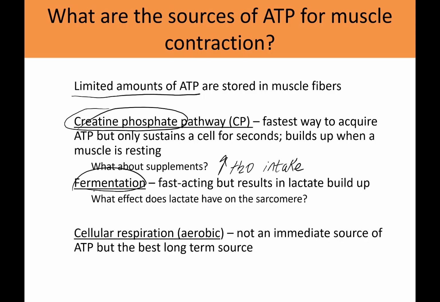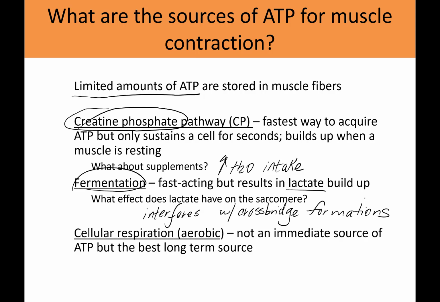Fermentation is very fast acting, but one of the byproducts of fermentation is lactate, or you might have heard of lactic acid, and we think that that actually interferes with those cross bridge formations. And so if we can't have cross bridges, we can't contract. And so that's why fermentation is basically best for quick bursts of energy. It's not designed for long-term, like endurance races or anything like that. Fermentation is used more like in a sprint.